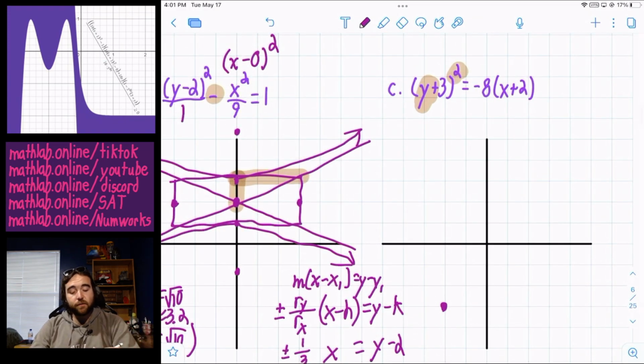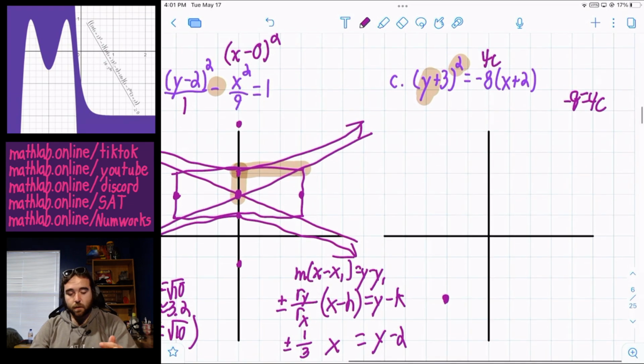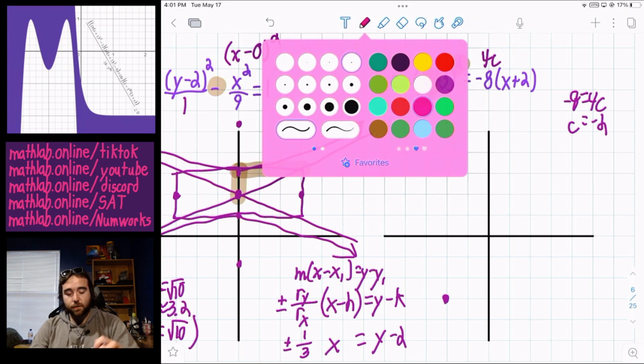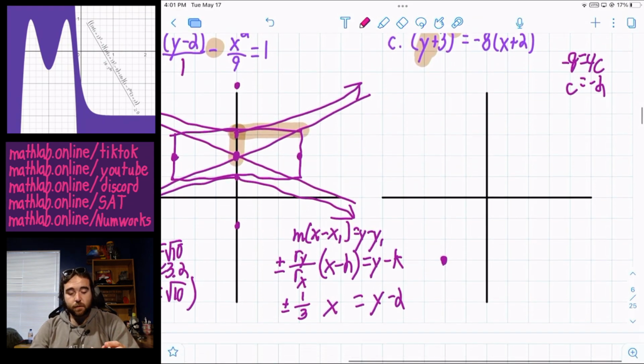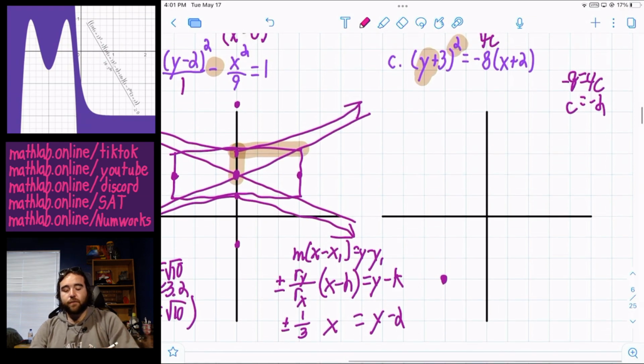And then we got to get our c value. So this is our 4c right here. So we're going to go -8 equals 4c. So c is -2. And let's change colors so we can actually see our answer then, since it's going to be opening to the left. So we got our focus. Our focus is 2 to the left, because that's what the c value is, the distance from the vertex to the focus. So we're going to have a focus right there, which means we're going to have a directrix right there. So we'll write those coordinates.